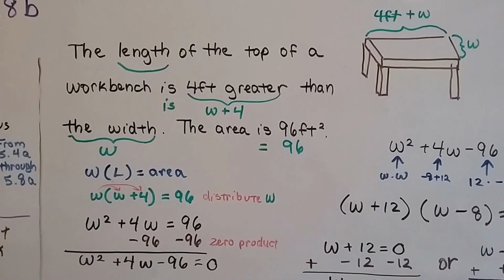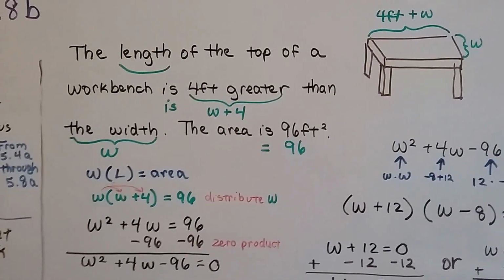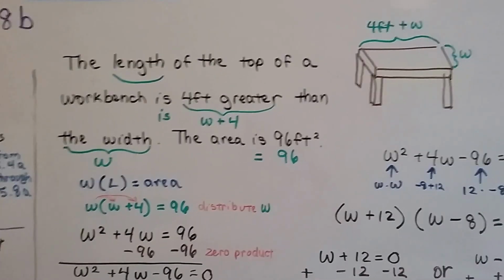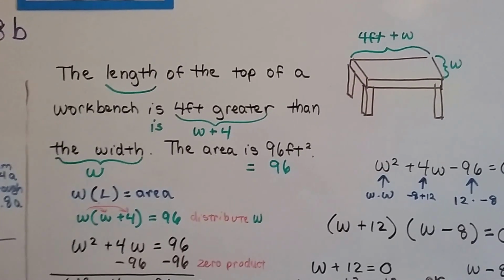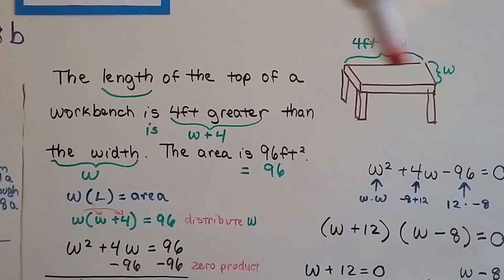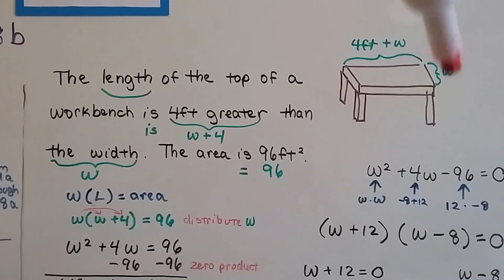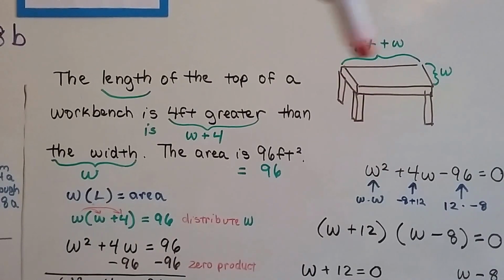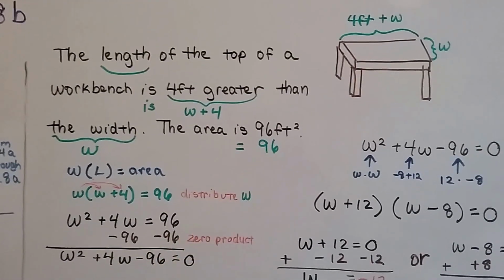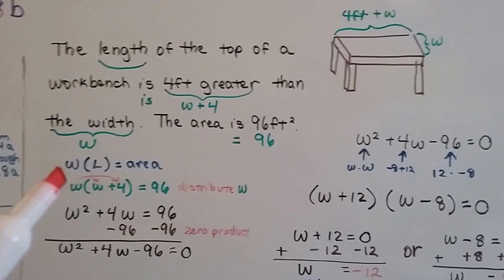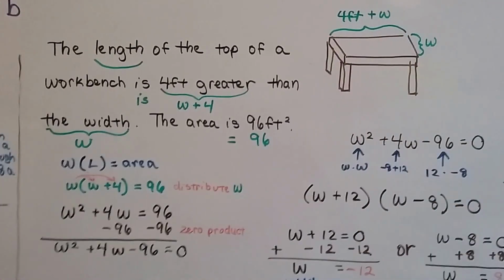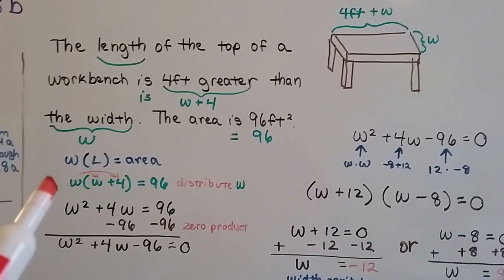So let's take a look at this one. The length of the top of a workbench is 4 feet greater than the width, and the area is 96 feet. Drawing a picture might help us figure this out. So here we've got this workbench, and we know the length is 4 feet longer than the width. So if the width is w, then the length is w plus 4, isn't it? And that's going to equal 96. Well, we know length times width is area. So that means this times this is going to be the area 96.